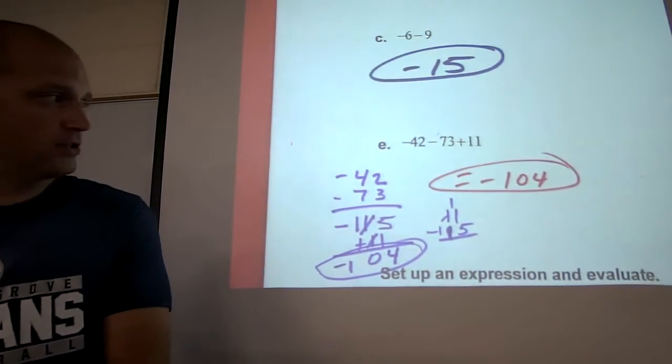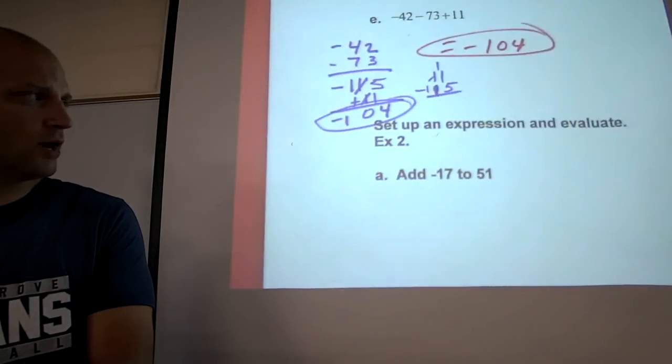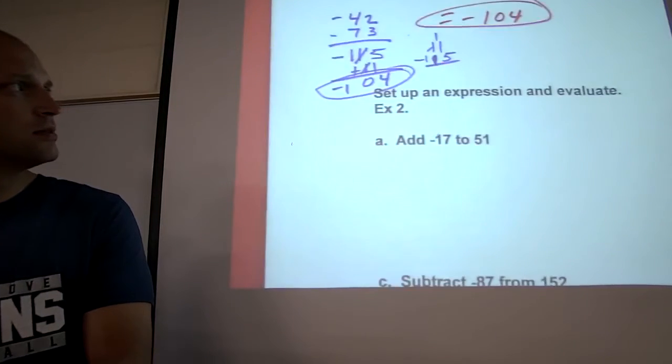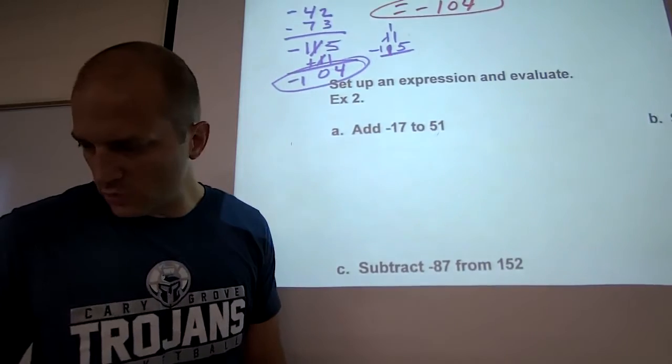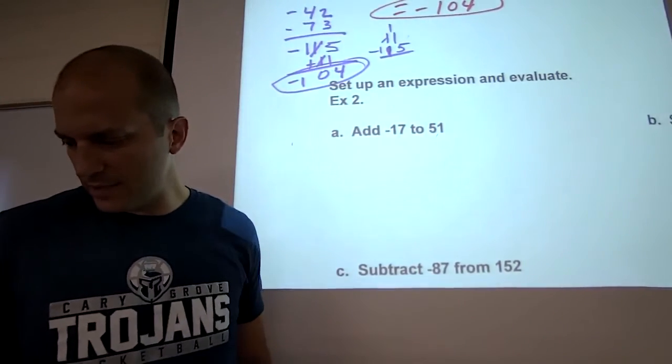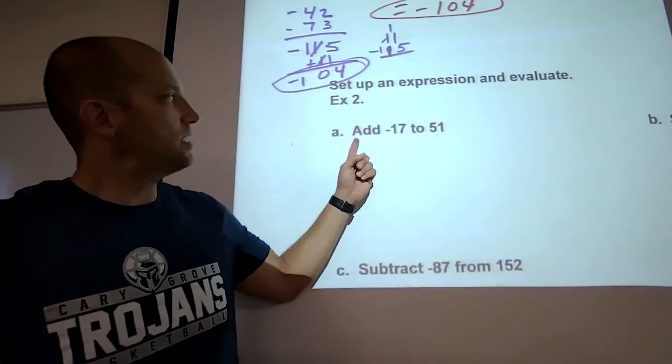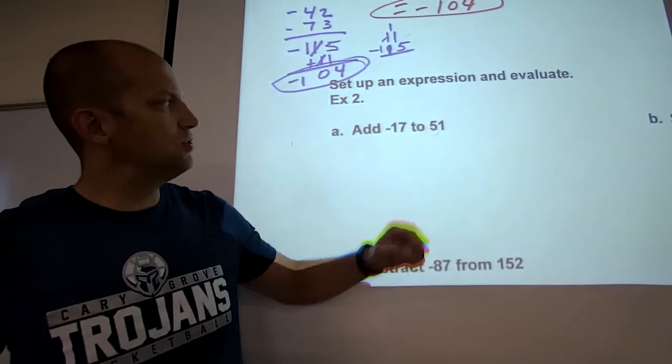Guys, I'm going to move on to example 2, unless you have questions. It says set up an expression and evaluate. So this is working towards goal number 2, which is solving applications. This says add negative 17 to 51.